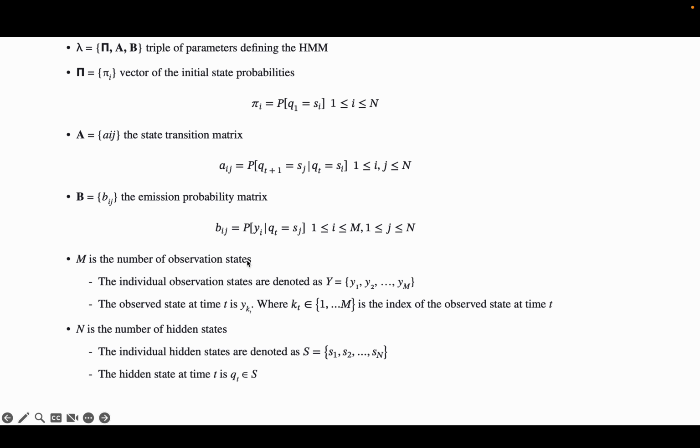M is the number of observation states, and the observed state at time t is y sub k, where k ranges from 1 to M. N is the number of hidden states, and they're denoted by S, ranging from 1 to N. M and N do not have to be equal. The hidden state at time t is Q sub t, which is a member of S.